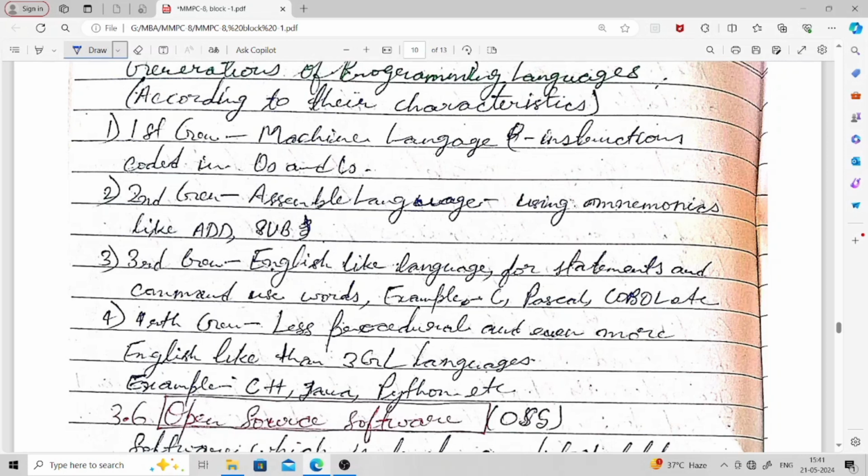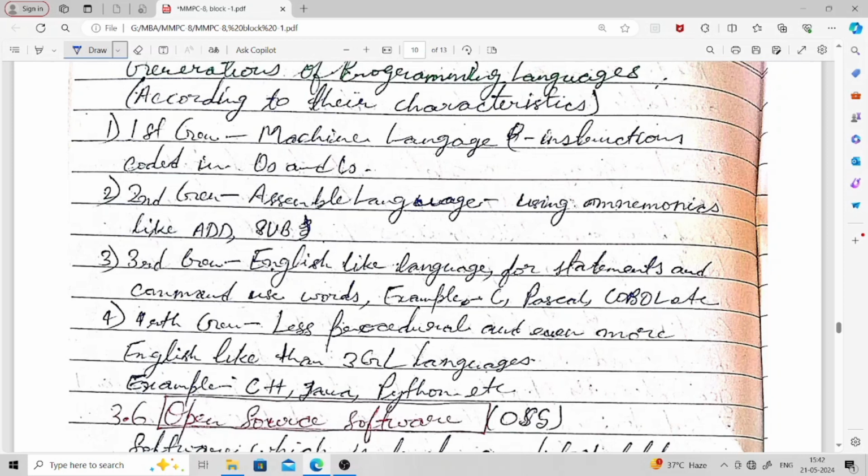In that we use mnemonics like add, sub (subtract). That kind of mnemonics we use in the case of assembly language. Assembly language is the second generation of programming language. The third generation of programming language is English-like language for statements.